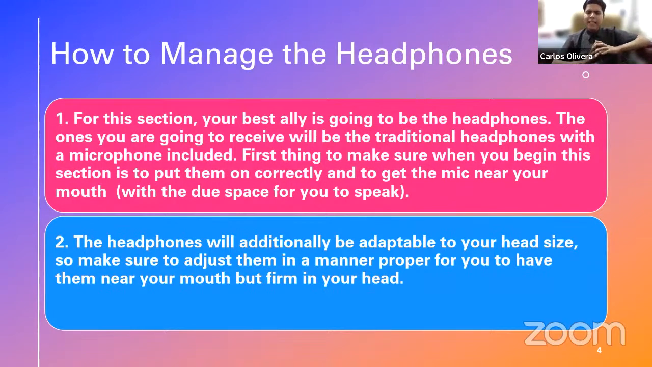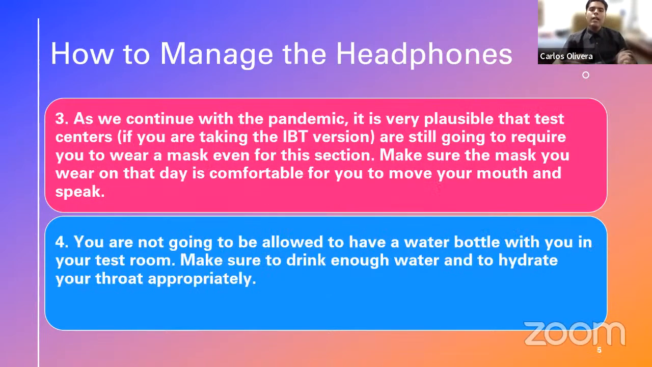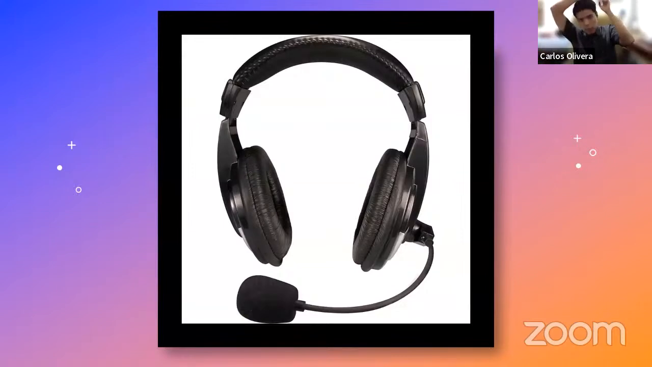Okay, so the headphones will additionally be adaptable to your head size, very important. So make sure to adjust them in a manner proper for you to have them near your mouth, but firm on your head too. If you look at the picture again, here in this part, in the holders near the ears, there is a mechanism that allows you to pull it up, to separate this stick or this support here, and you're going to be able to elevate it and to diminish the size as well, depending on your head size, right? So depending on your head size, you want to have it firm on your head.